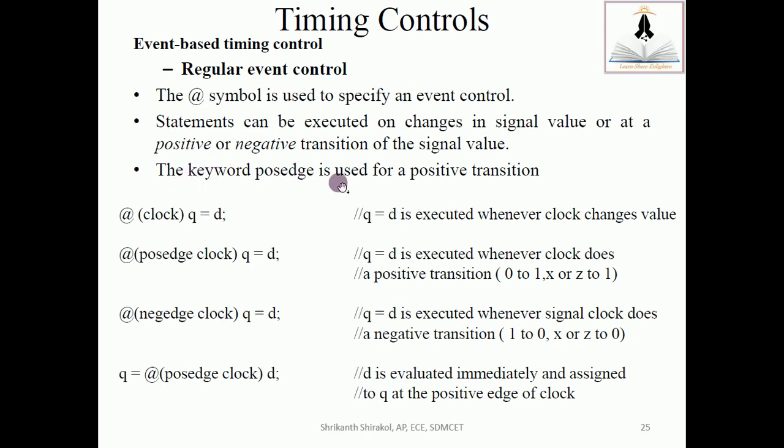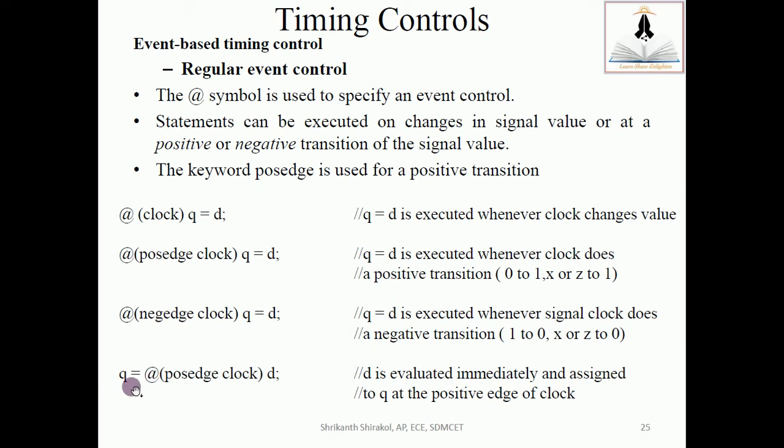The keyword posedge is used for positive transition, and similarly the keyword negedge is used for negative transition. Here are some examples. At clock, q equals d means q equals d is executed whenever the clock changes its value, or else an event occurs on clock. Whenever an event occurs on clock, q will be assigned with d. Here, whenever a positive edge is encountered, q will be assigned with d. Whenever a negative edge of clock is encountered, q will be assigned with d.